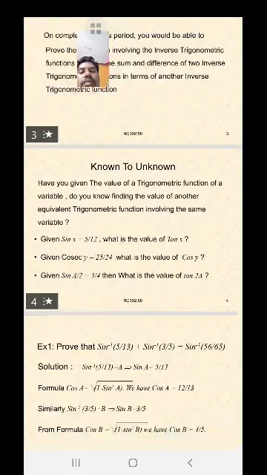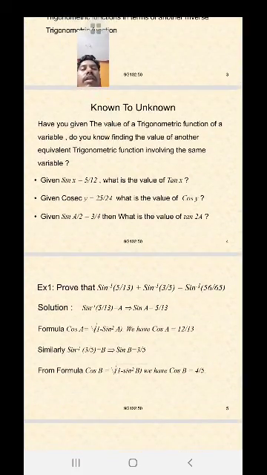Known to unknown. Have you been given the value of a trigonometric function of a variable? Do you know how to find the value of another equivalent trigonometric function involving the same variable? Given sin x equals 5 by 12, what is the value of tan x? And like remaining questions.